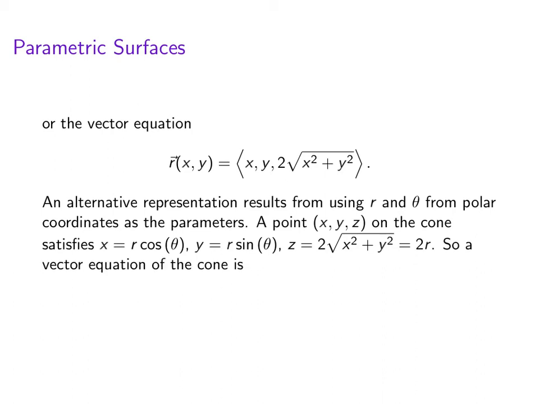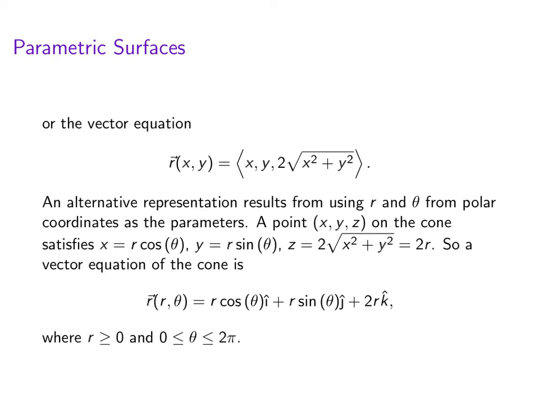So we can now write down a vector equation of the cone. It looks like this. Now we want to keep straight our r as the vector function, but we also have an r for the polar coordinate. r of r and theta equals r cosine theta i, r sine theta j, 2r k. r can be anything that's bigger than 0, and theta, as usual, just goes from 0 to 2 pi.